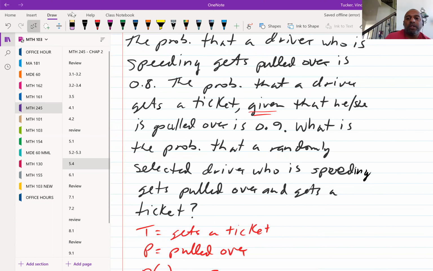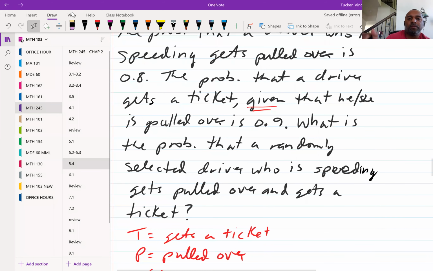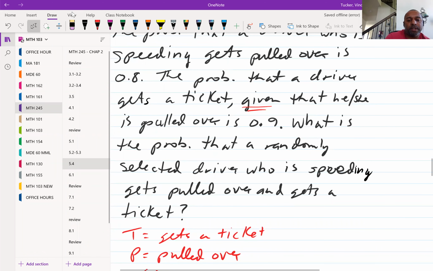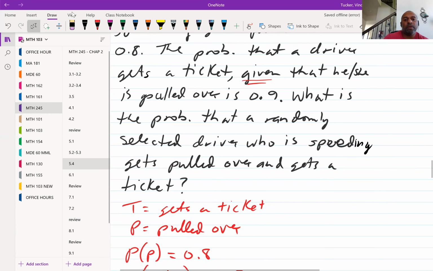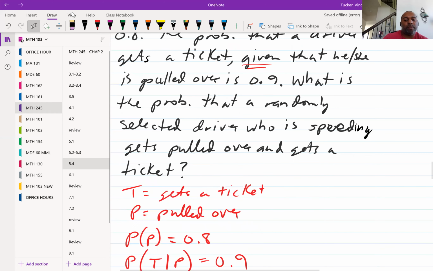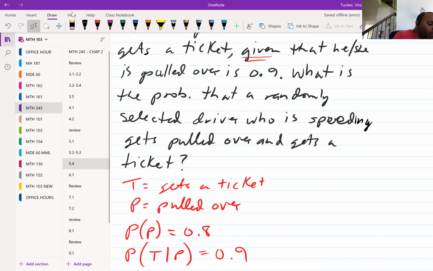All right. So once again, establishing a shorthand for what I'm calling each event. T is for gets a ticket, P is for pulled over. So the probability of getting pulled over is 0.8. The probability of getting a ticket, given that you were pulled over, is 0.9. Got both of those from the problem.